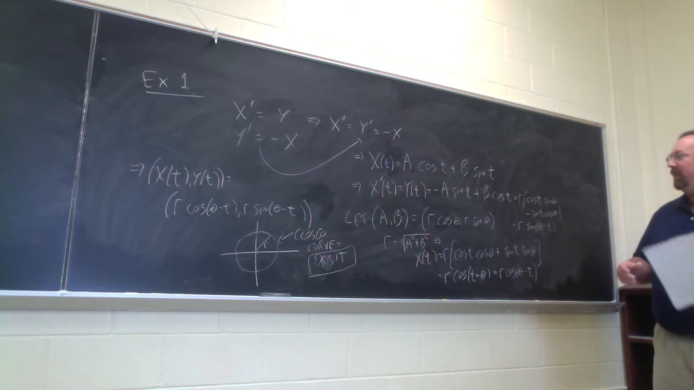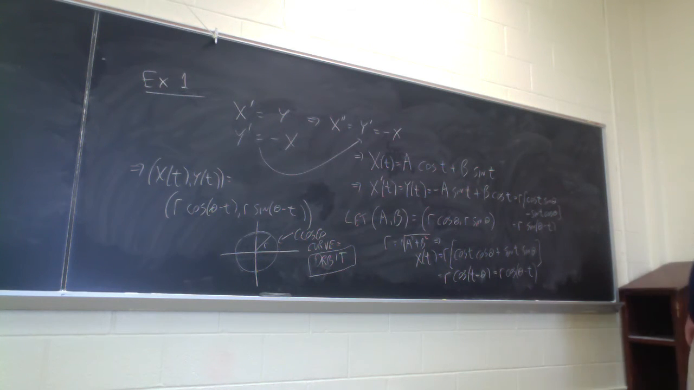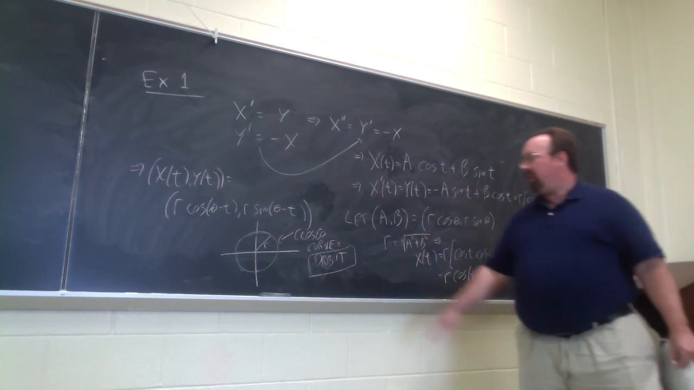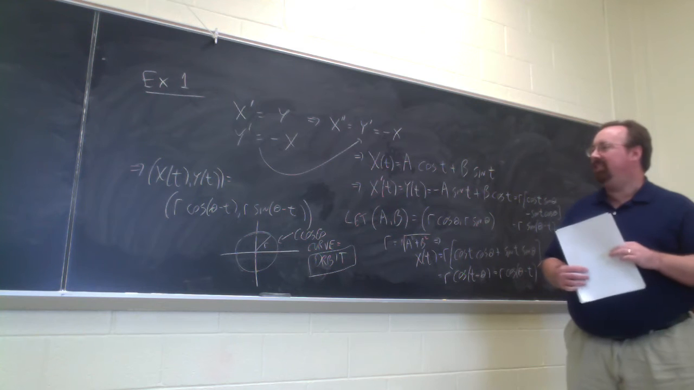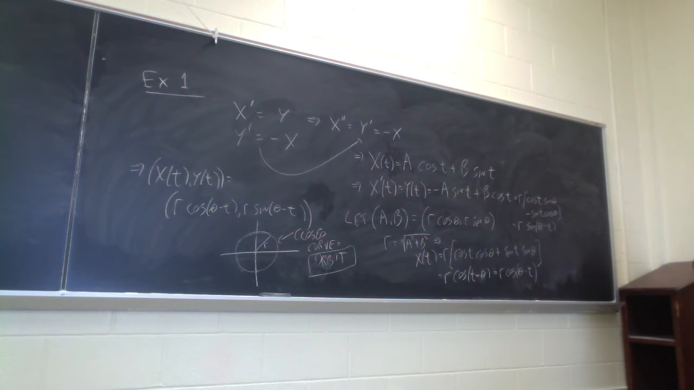All right. So we have an advantage here that this is a system we could actually solve explicitly for x(t) and y(t). We can't always do that, but we can still sometimes figure out what kind of behavior we're going to get one way or another. But any questions about this dynamical system before we move on to another one?